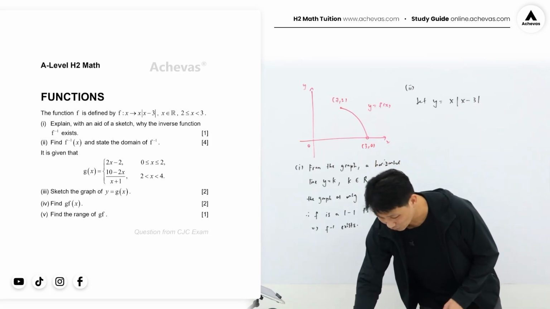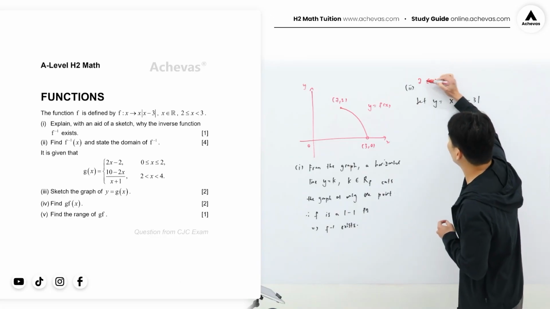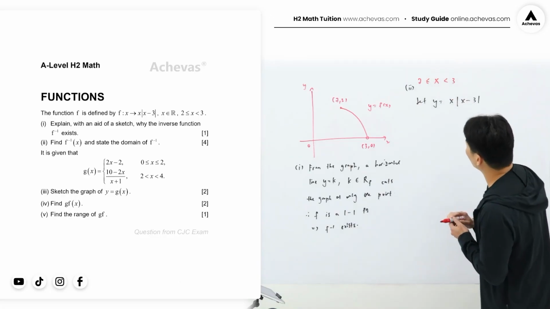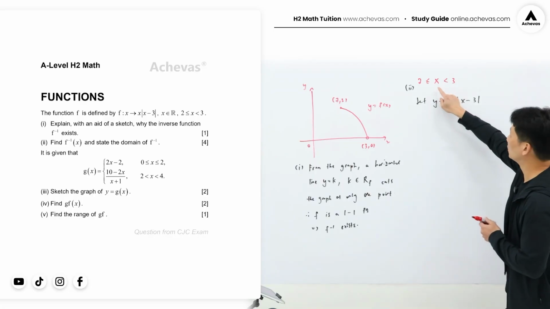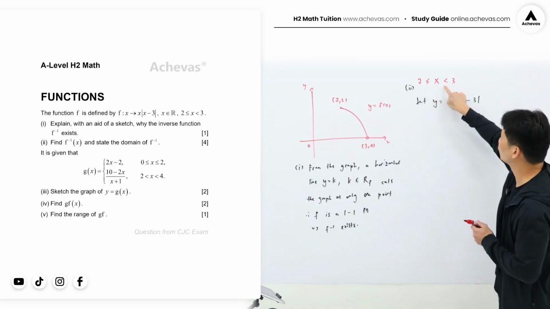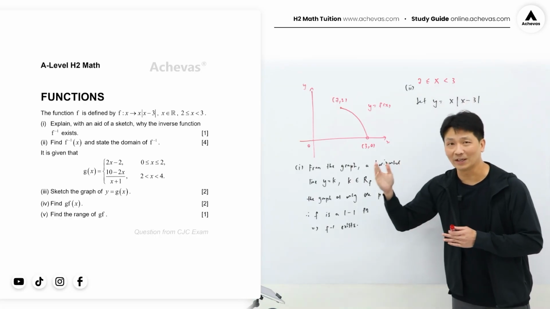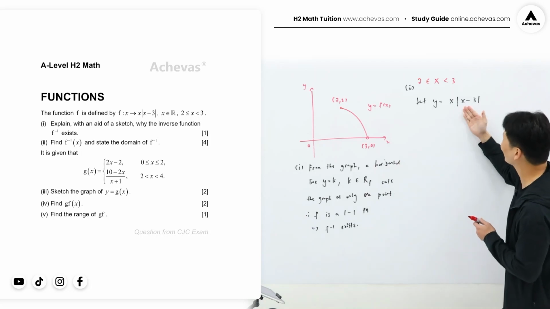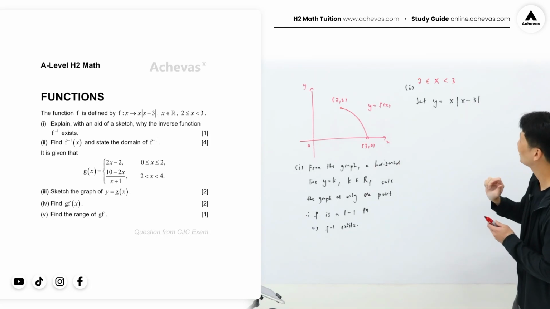But according to the question, we know that our x domain is between 2 and 3. So if x is between 2 and 3 for this modulus, we are supposed to take the negative portion of this one, because for modulus, it must always be positive. So if we were to take a value that is between 2 and 3 when you sub inside, the value within the modulus sign will be a negative value. So we are supposed to add an extra negative to make it positive. That is to fit into the definition of the modulus.